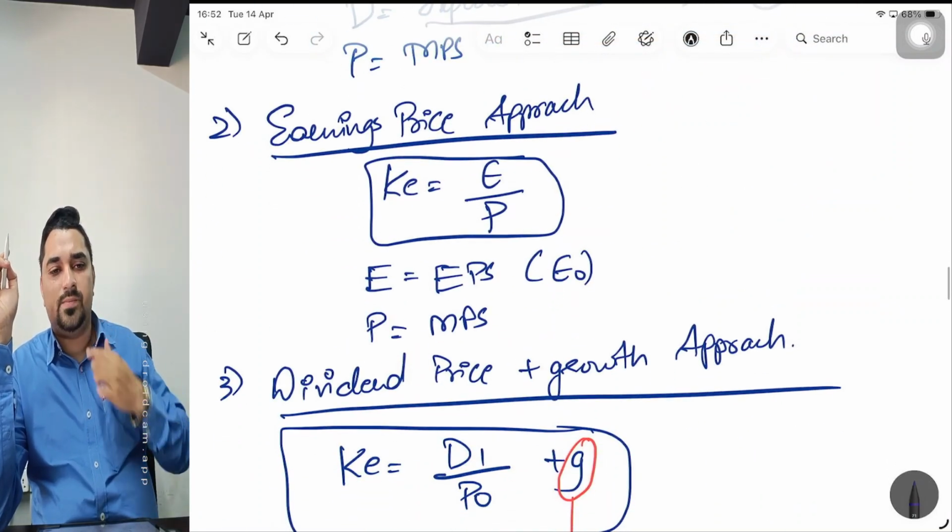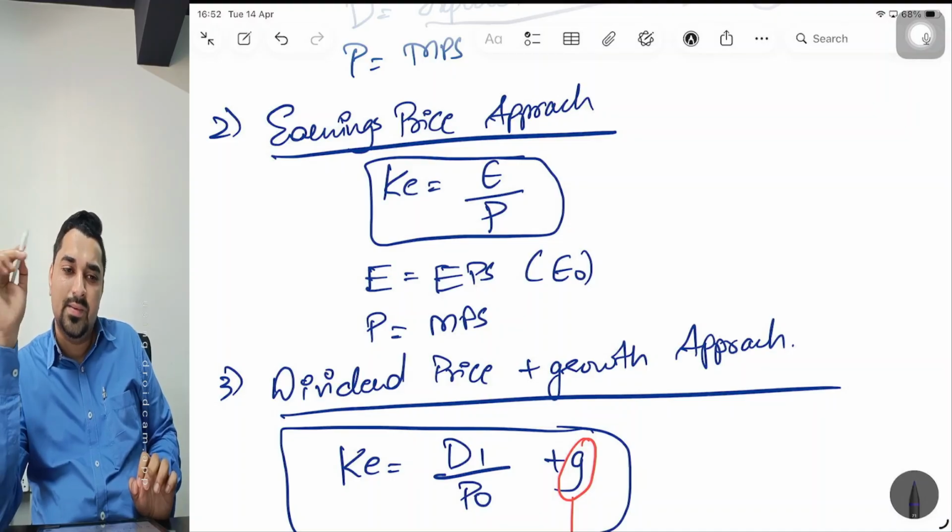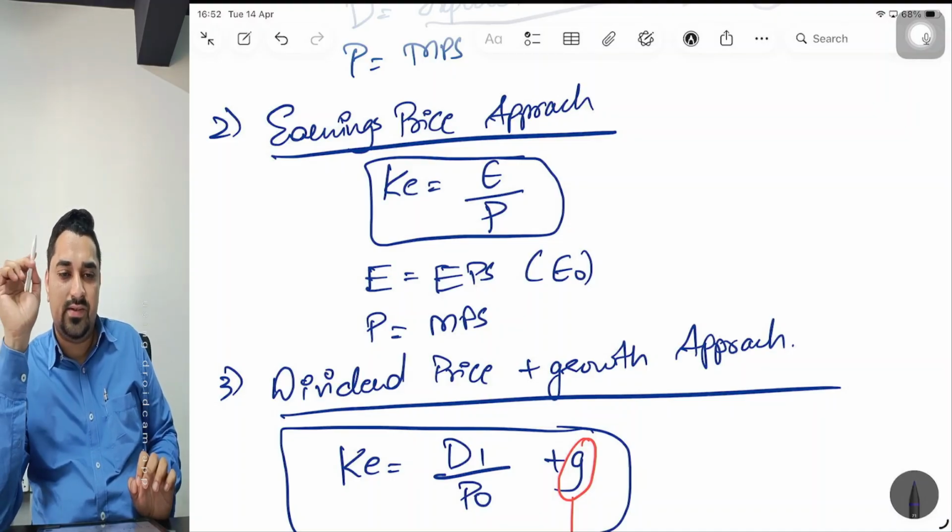Coming to EP approach. Again, very simple formula, earnings price approach. What is the formula? K equal to E divided by P. What do you mean by E? E means EPS. How do you calculate EPS? You have studied the basics. In the first revision lecture, it is there. E means earnings per share divided by market price per share.